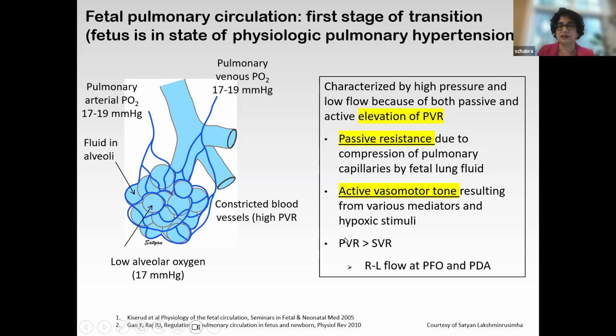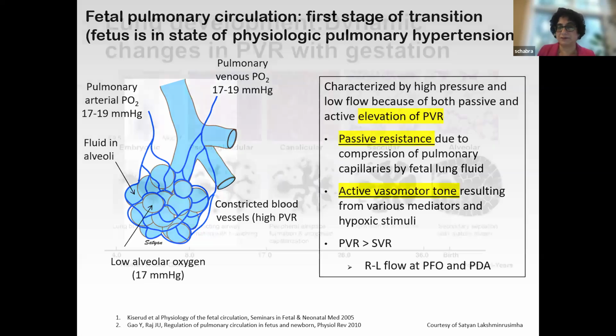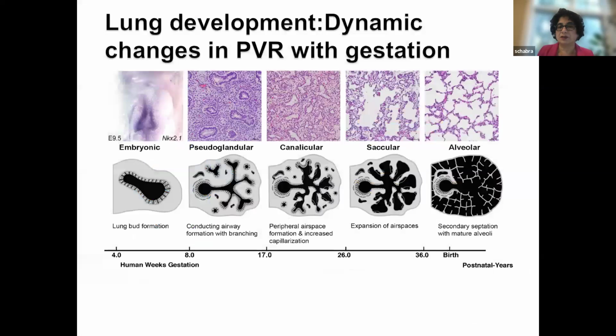In the fetus, PVR is greater than the SVR, or the systemic vascular resistance, which causes right to left flow at the PFO and the PDA. And I don't know if you can see the whole graph here, but there are dynamic changes in the PVR which are happening with gestation.